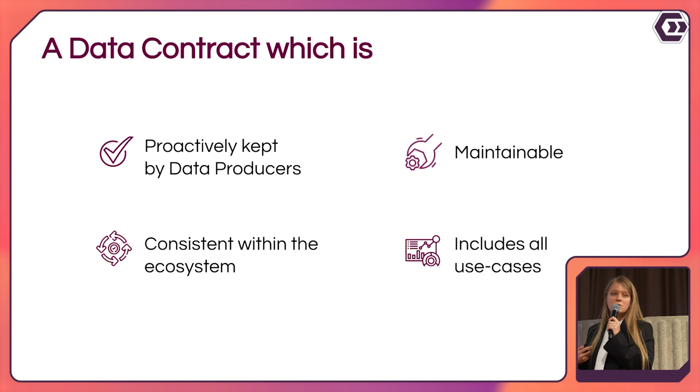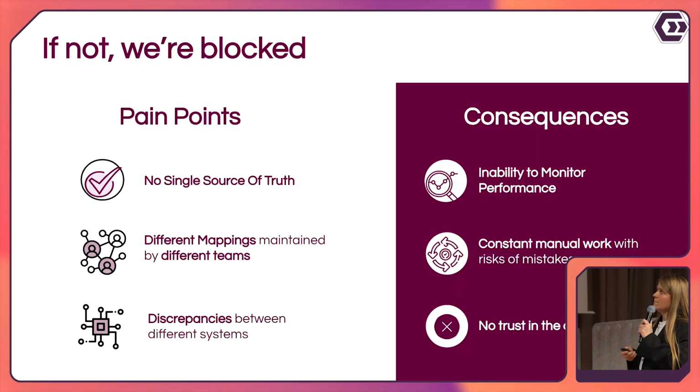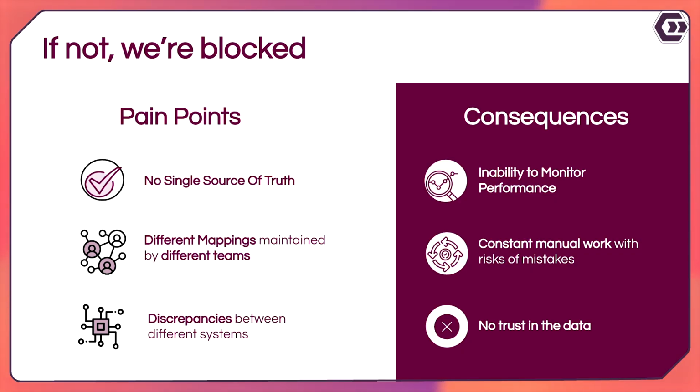You probably don't want to create a whole new ecosystem for this process, so it should be consistent with your existing tools. And also, this contract should be flexible enough, because you might have some exceptions, you might have historical data, etc. If not, our team may be blocked, because basically without good values, performance analytics or any kind of analytics is quite complicated.